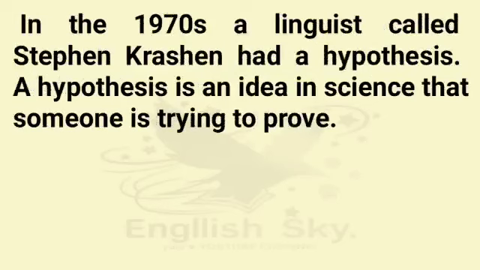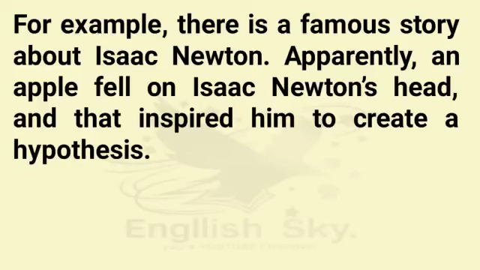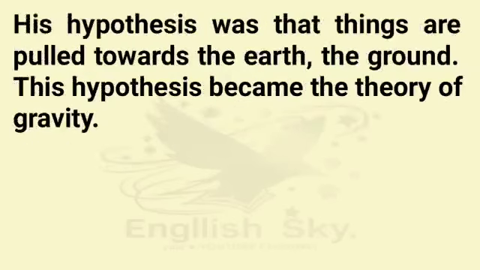In the 1970s, a linguist called Stephen Krashen had a hypothesis. A hypothesis is an idea in science that someone is trying to prove. For example, there is a famous story about Isaac Newton. Apparently, an apple fell on Isaac Newton's head, and that inspired him to create a hypothesis. His hypothesis was that things are pulled towards the earth, the ground. This hypothesis became the theory of gravity.